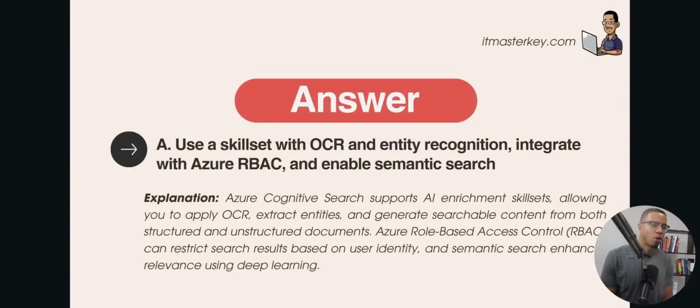Use a skillset with OCR and entity recognition, integrate with Azure RBAC, or role-based access control, and enable semantic search. That's another thing, gang. If you are on the exam, there are going to be a lot of acronyms, right? And if you don't know what these acronyms stand for, it's going to make the exam a lot harder than it needs to be. Azure Cognitive Search supports AI enrichment skillsets, allowing you to apply OCR, extract entities, and generate searchable content from both structured and unstructured documents. Azure role-based access control can restrict search results based on user identity, and semantic search enhances relevance using deep learning.